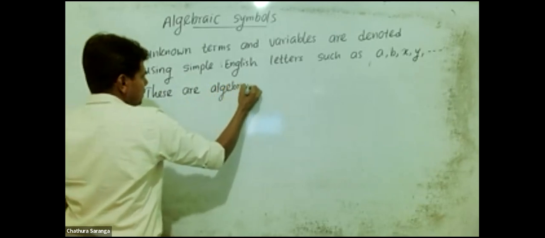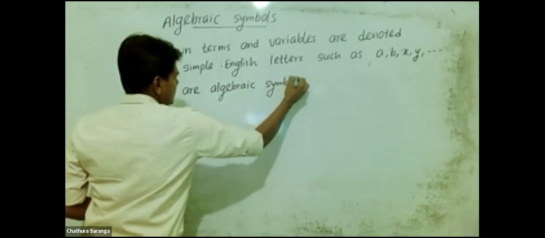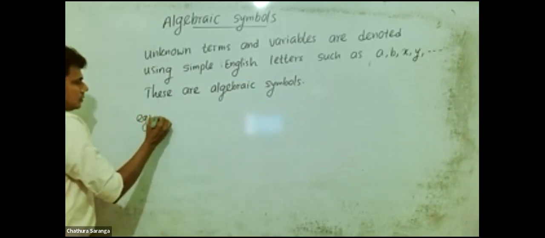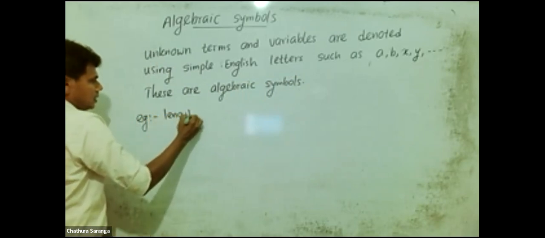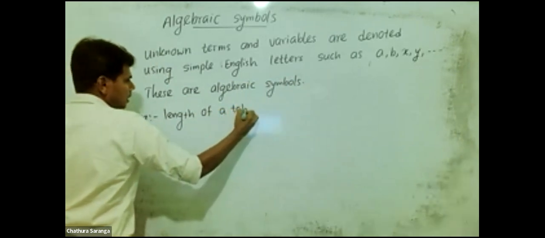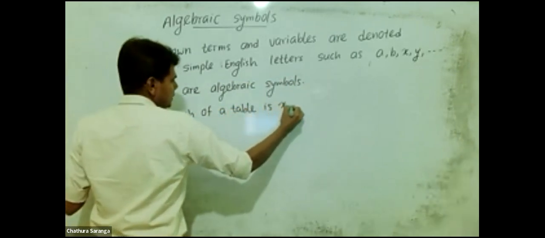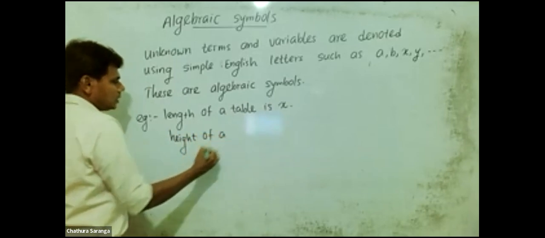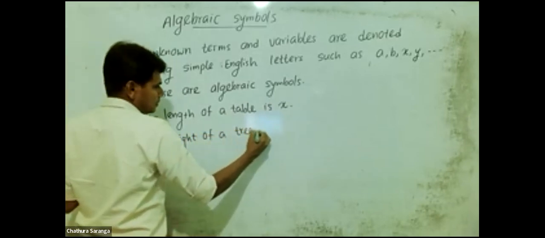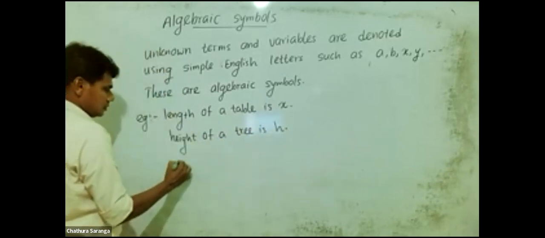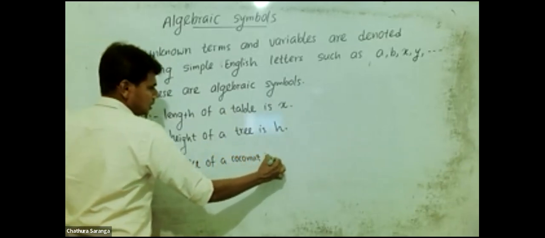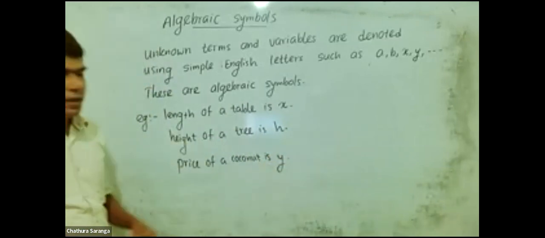These are algebraic symbols. Examples: length of a table is X. Height of a tree is H. Price of a coconut is Y. Right? These are simple letters.